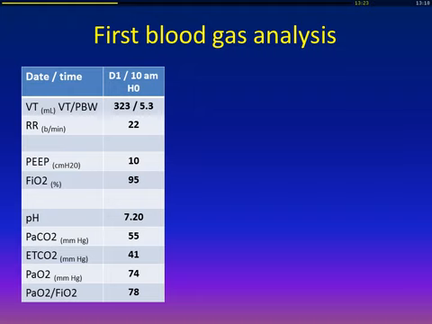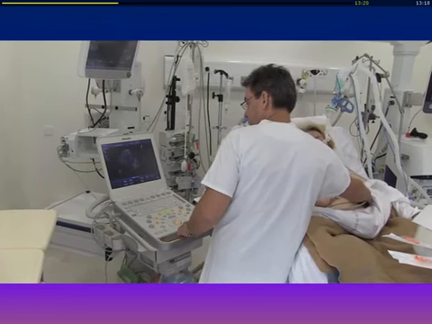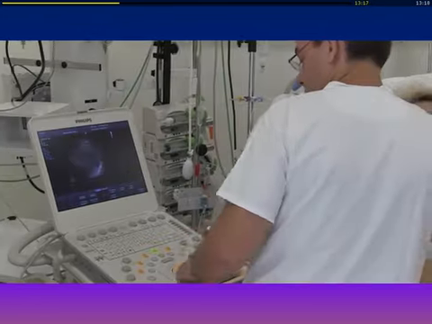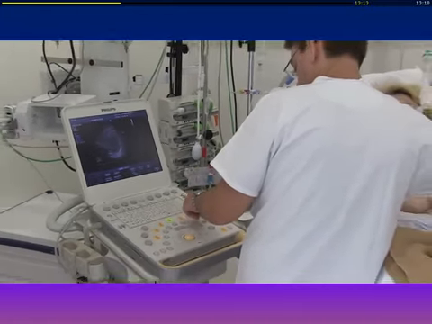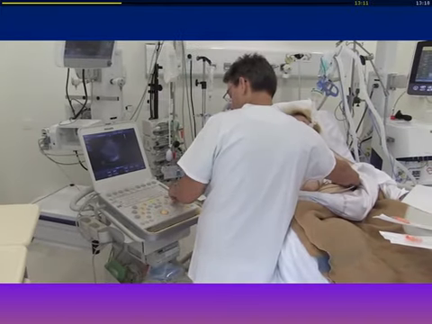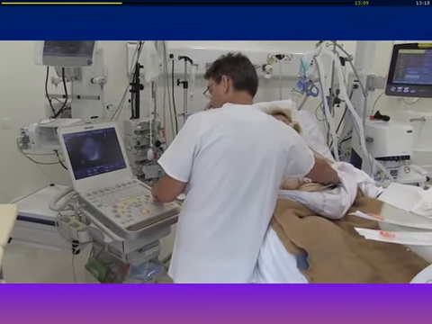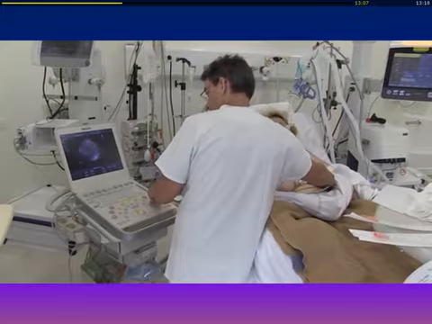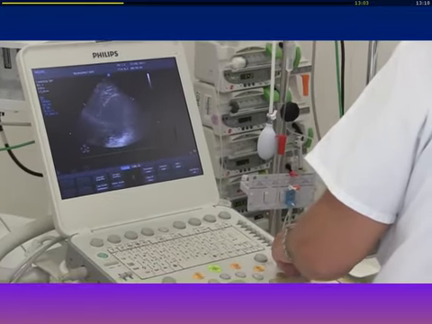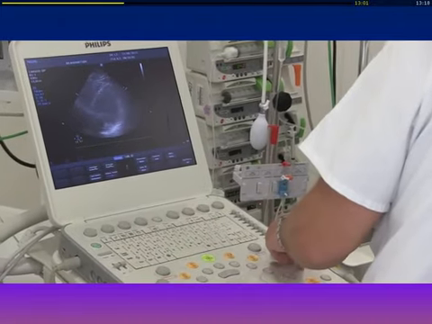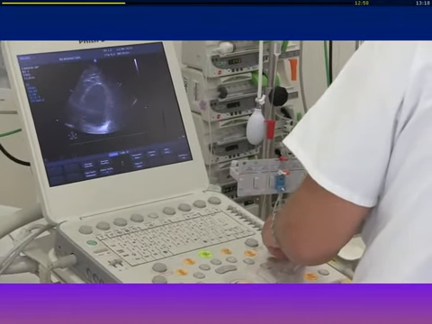So now we may assess the hemodynamics a little bit. In my unit, we would use a cardiac echo. Actually, the left ventricle function is normal. There is no right heart failure. And we found that the patient is a little bit hypovolemic, so we give a little bit of fluids to stabilize the condition. And now that the hemodynamic condition is more stabilized, we may increase the limit of PEEP a little bit.